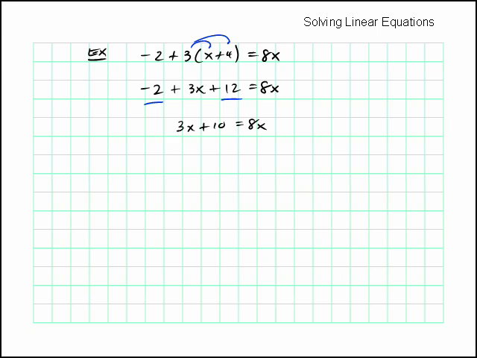The next step is to get all our x's on one side of the equation, and probably the easiest way to go about doing this on this equation would be to subtract 3x from both sides, like that. That'll give me 10 equals 5x. And last step then would be to divide both sides by 5. And that gives me x equals 2. I could turn that around if need be. 2 equals x, x equals 2, same thing. Our solution is 2.